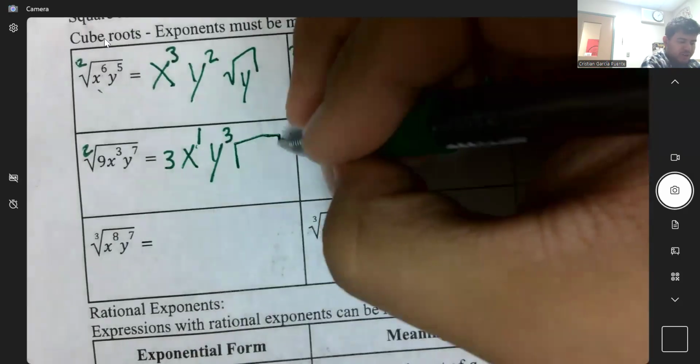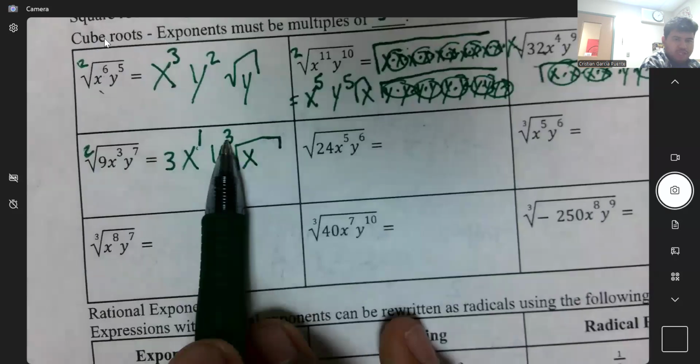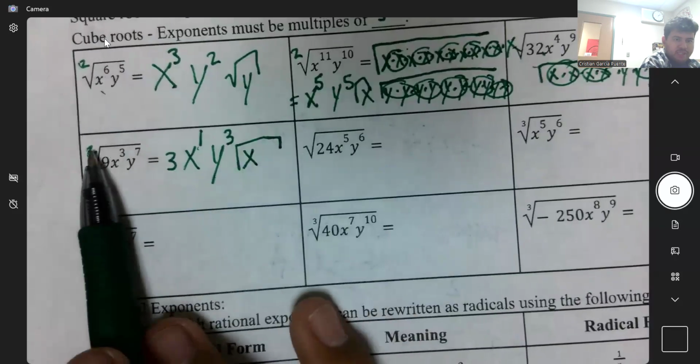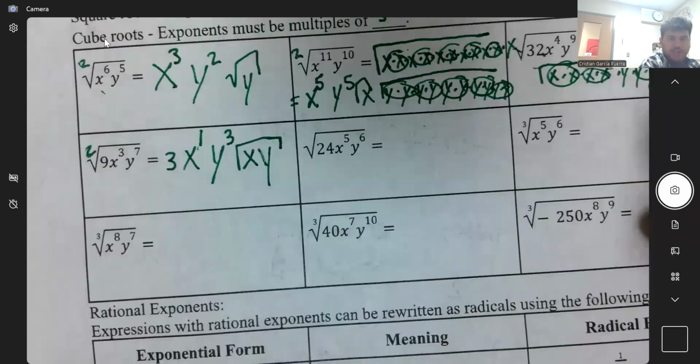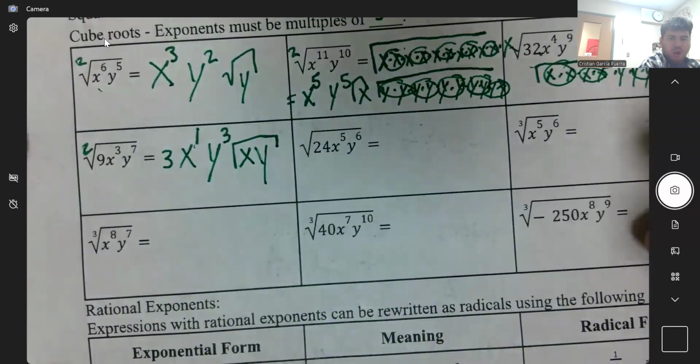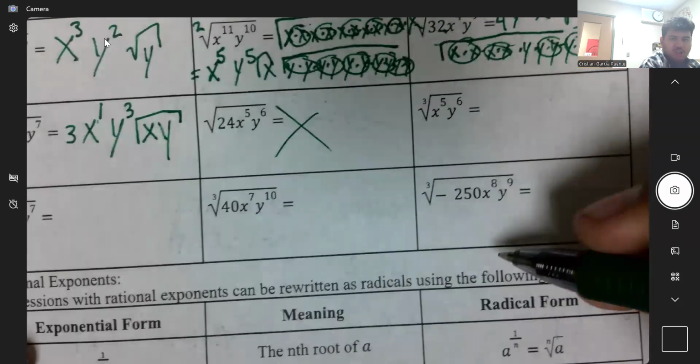So over here in your square root, you're still left with an x. Then do the same thing. 2 times 3 is 6. So 7 minus 6 would give you 1. So you're still left with 1 y. And that's how you're done. I'm going to skip this one. Now I'm just going to go straight into the cube root.